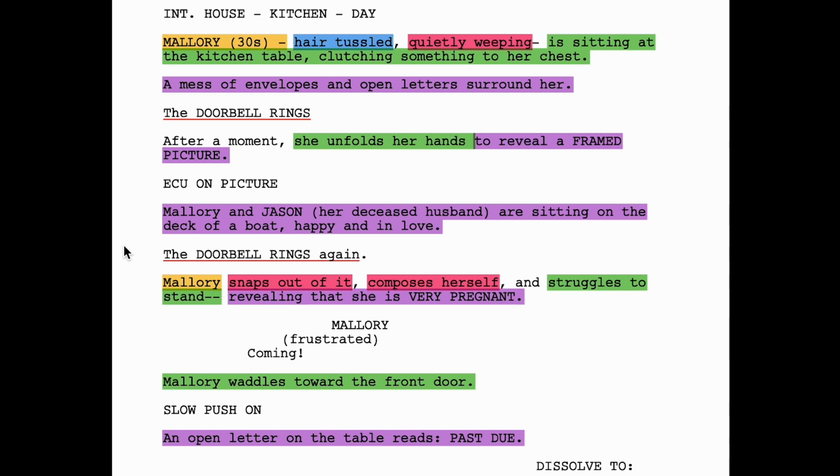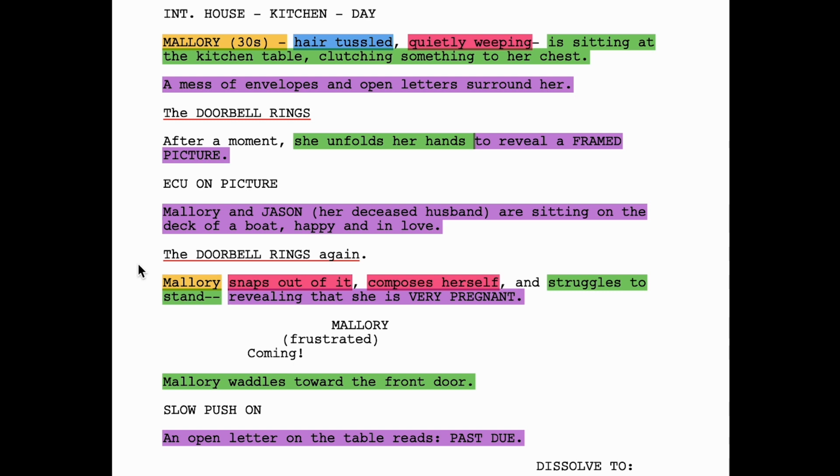Extreme close-up on the picture. This is narration. Mallory and Jason, we're sort of telling a story here. Mallory and Jason, her deceased husband, are sitting on the deck of a boat, happy and in love, right? So we're getting a sense that this is her past. That's why we use the action to narrate. The doorbell rings again. Okay, so that's objective action.